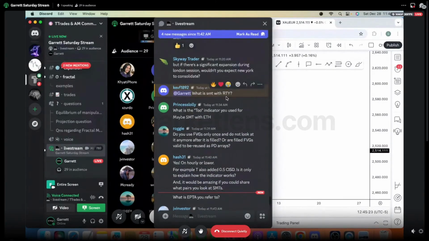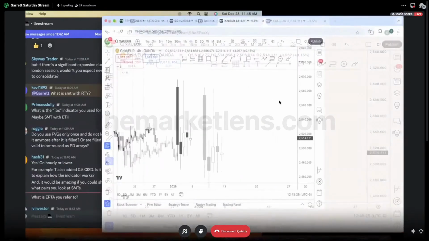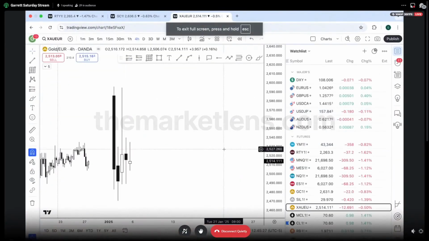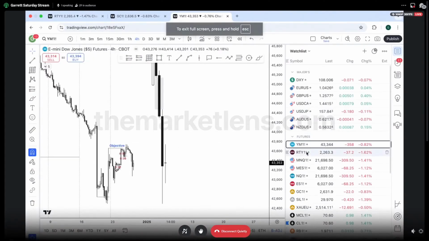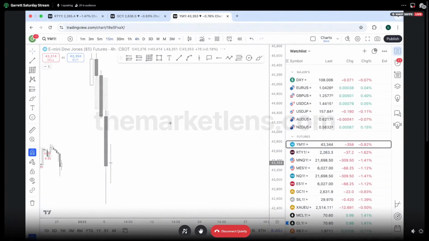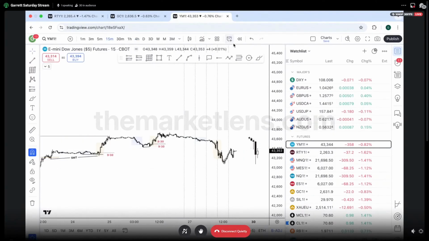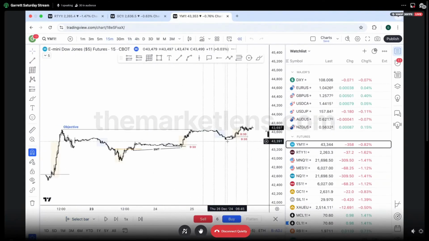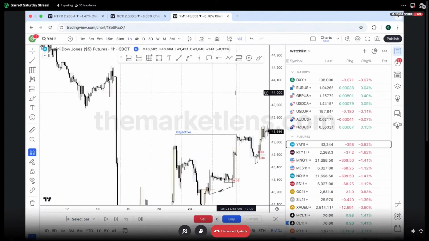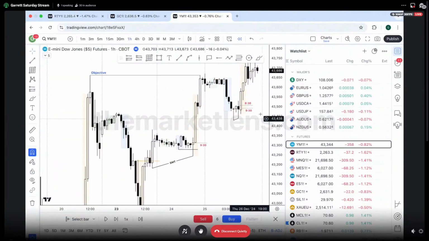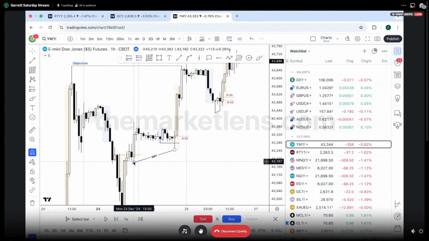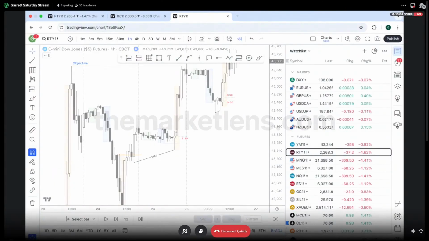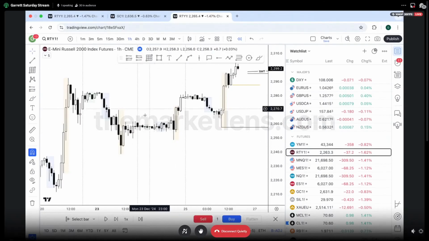What is SMT with RTY? Let me show you. It's YM. I learned this pretty recently. So if I look here, hourly time frame, if you look on RTY, this 1500 low on Monday was taken out, right? You see that, right? So that's the SMT there.